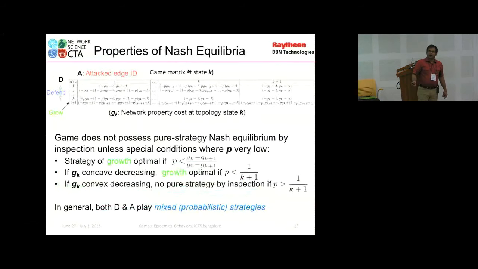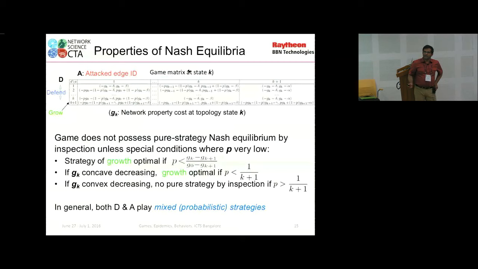And so now, you get a similar matrix structure for the game, where the defender is on the rows and the attacker is on the columns, and you are at state K. And essentially, both of them get certain values of payoffs as a function of G sub K, which is the network property cost of that particular topology K. So imagine that to be the eccentricity or the shortest path or whatever. So here, because of this introduction of parameter P, there do exist some pure strategies depending on the value of P.